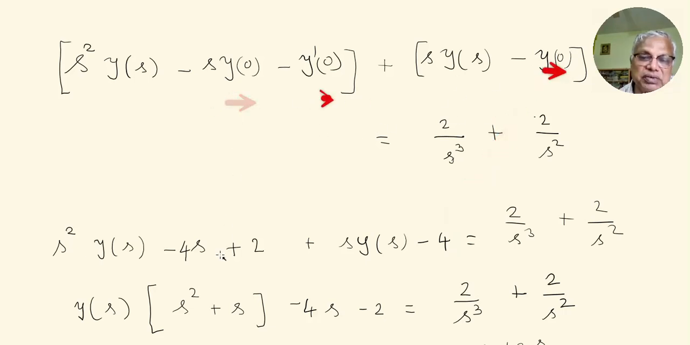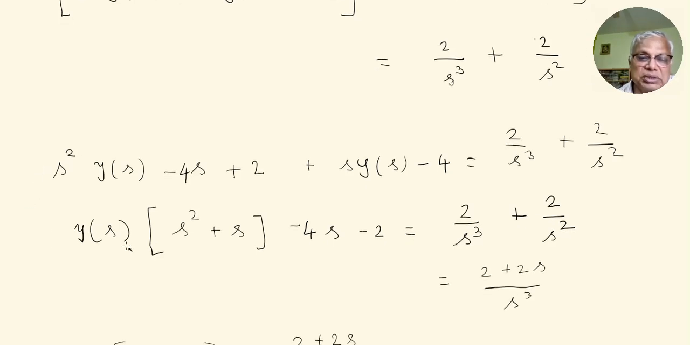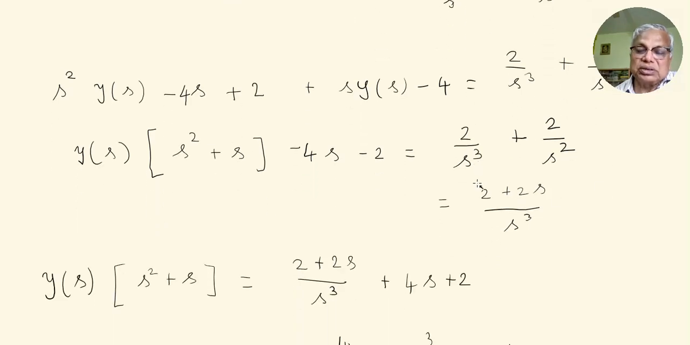These three initial values are given. I substituted them here, and here. Then let me simplify this. Taking Y of s common: s square plus s, this minus 4s and minus 4s, and then plus 2 and minus 4 make it minus 2. The right hand side is as such, 2 by s cube plus 2 by s square. So the right hand side, if you simplify, is 2 plus 2s by s cube.